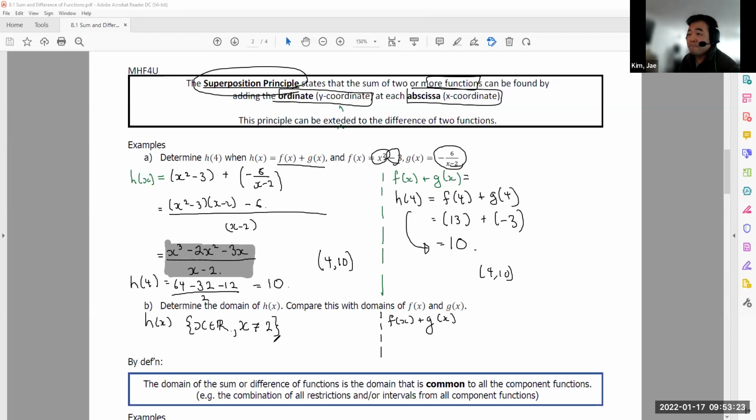Okay. Let's compare that domain for f of x. For f of x, it's just a parabola. So for f of x, that's going to be a real number.